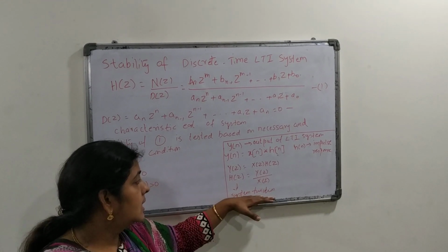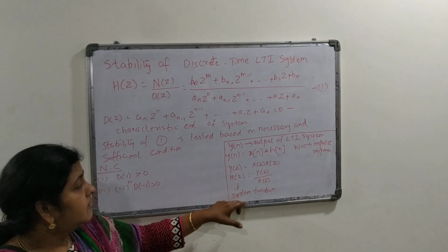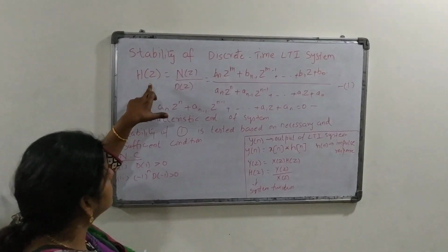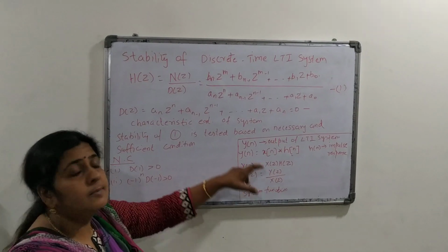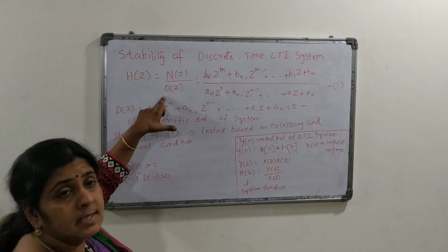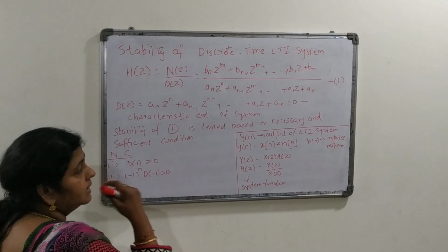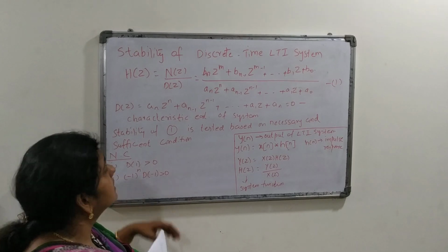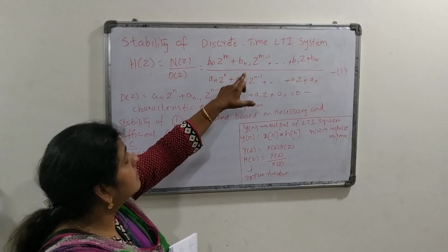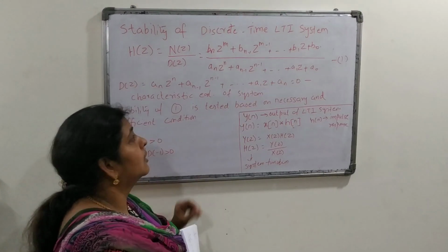Now based on this system function, we talk about the stability of the system. Let us write the same h of z in terms of numerator and denominator, n of z by d of z. The numerator is b m z power m plus b m minus 1 z power m minus 1 and so on, and this is the denominator d of z.